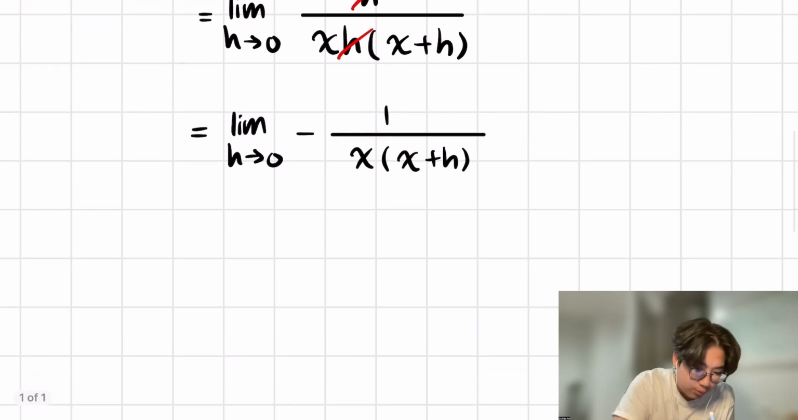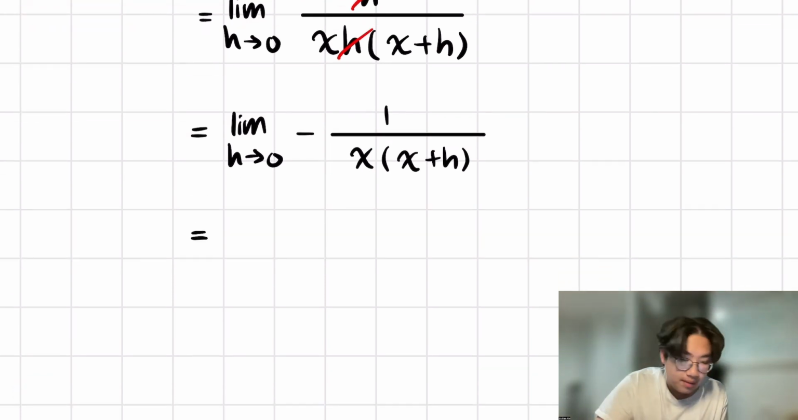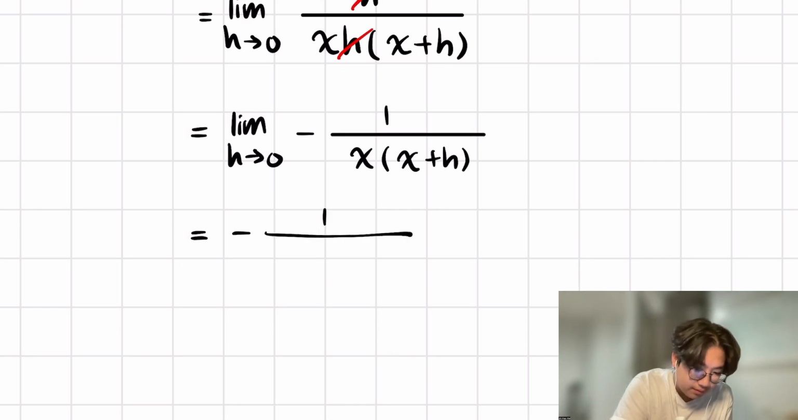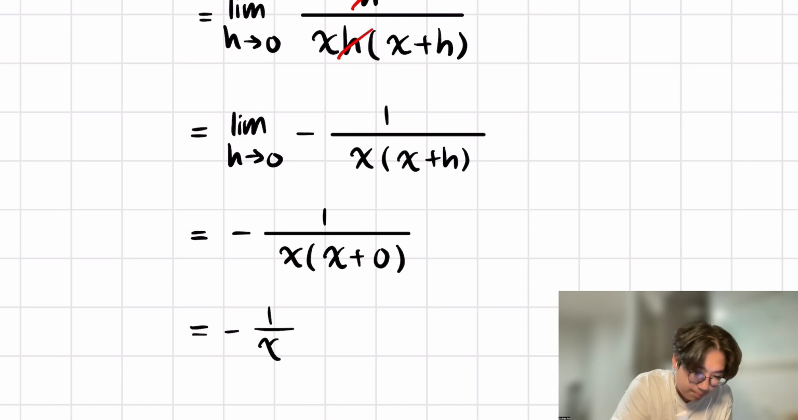And then finally, at this step, we do drop the limit notation because we are doing our direct substitution. So we then are just left with negative 1 over x times x plus 0, which is obviously just negative 1 over x squared.